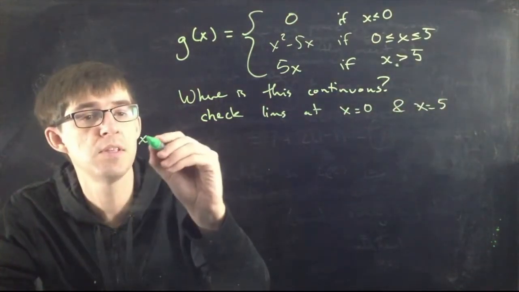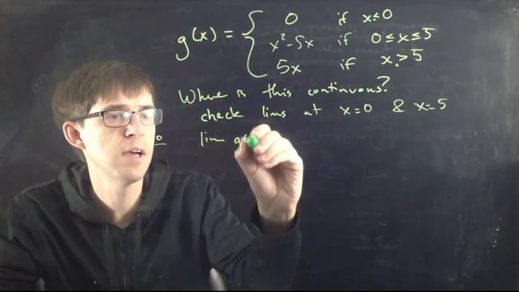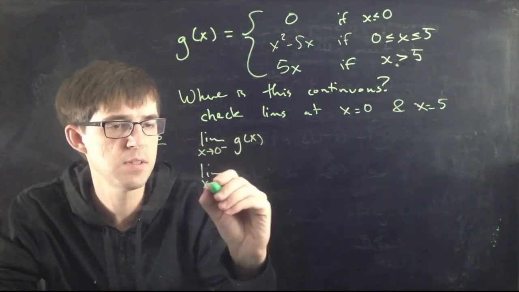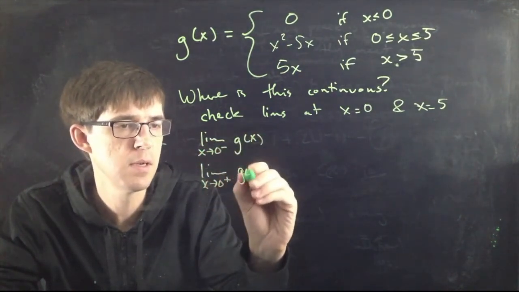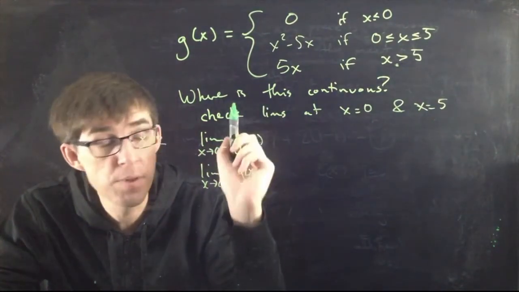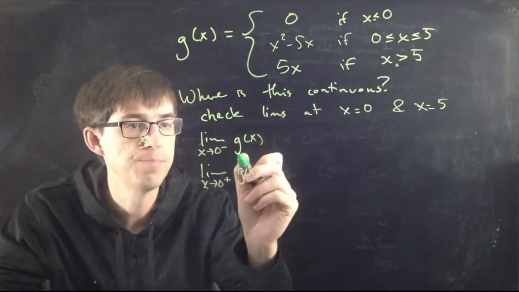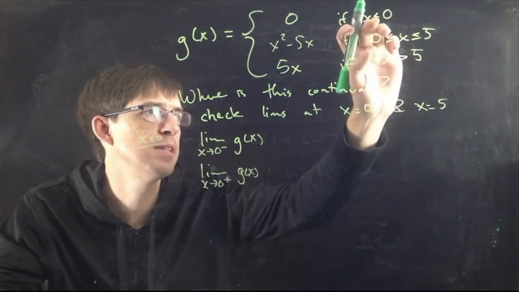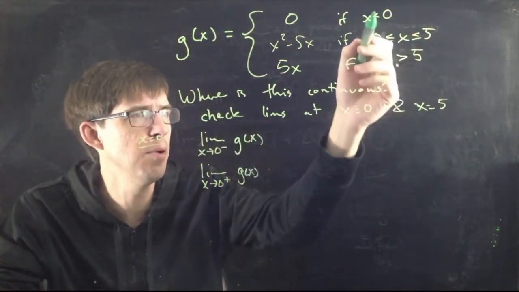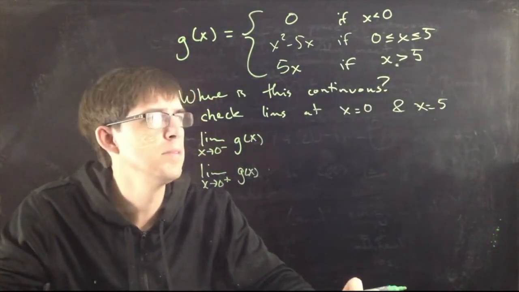So let's start with x equals 0. I need to check the limit of g of x as x goes to 0 from the left, and also the limit as x goes to 0 from the right. Each of these two limits. For this one, I'm going to plug in 0 to the top formula. I should have put less than, not less than or equal. It doesn't really make sense, I had both of these being equal. I'll put straight up less than. Not a big deal, but sorry.